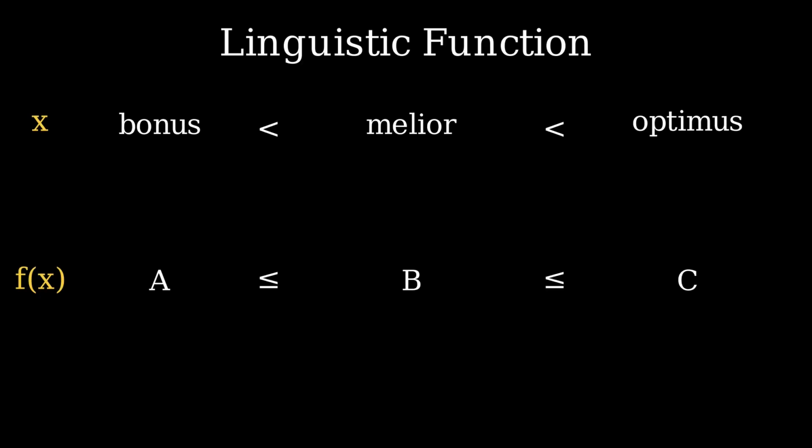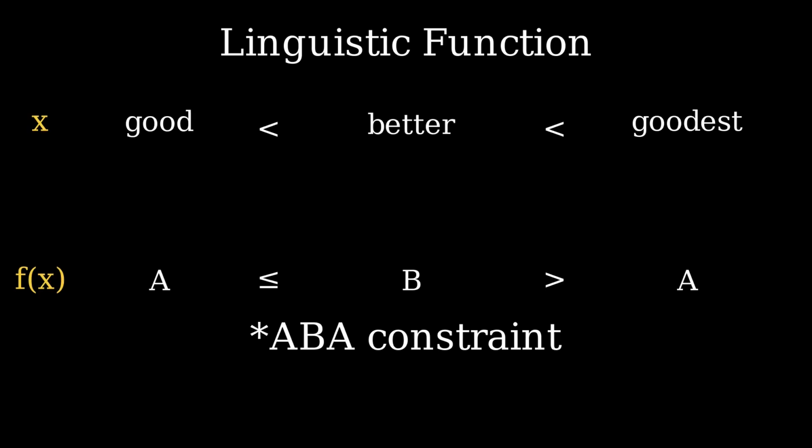Languages besides English have other patterns for their adjectives. Latin, for example, has bonus, melior, optimus, which would follow the ABC pattern as all of the roots are different. But what people don't find are inflections of the pattern A, B, A. That is something like good, better, goodest. This pattern is known as the ABA constraint, and this no ABA pattern goes beyond adjectives.